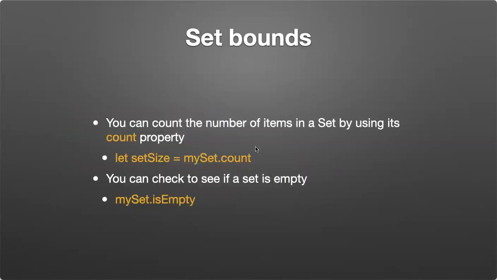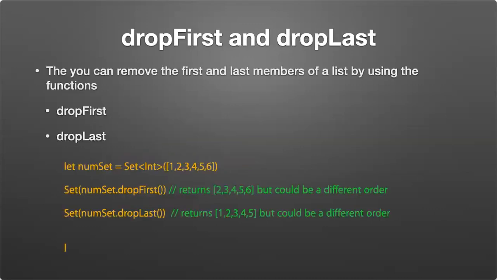Now you can also count the number of items in a set using myset.count. You can also check to see if it's empty as well, just like you can on any collection. These we've seen across all collections that we've looked at. Now, we can also do drop first and drop last, like we could on dictionaries and arrays. The only trouble is every time we run it, it could be in a different order because sets aren't stored in any particular order. So you can do it, but it's not really useful, if you get what I mean. But it's consistent with other collections.